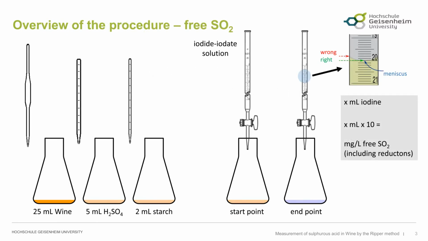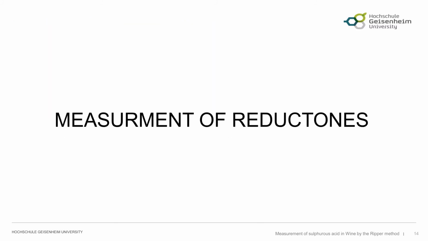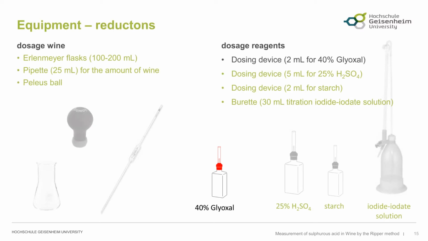Here you see an overview of the procedure. Now we want to know the content of reductones. The determination of the reductones is very simple. In another approach we use the same equipment, plus an aldehyde, in this case glyoxal. Glyoxal is able to quickly and firmly bind the SO2.